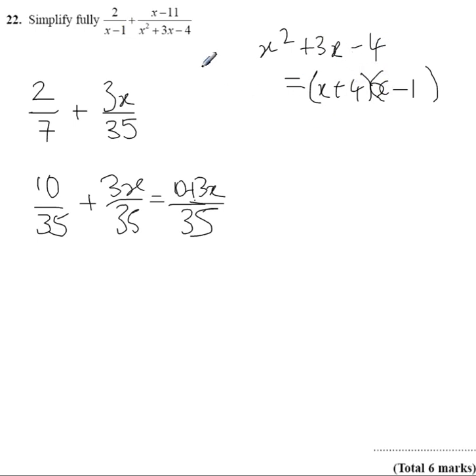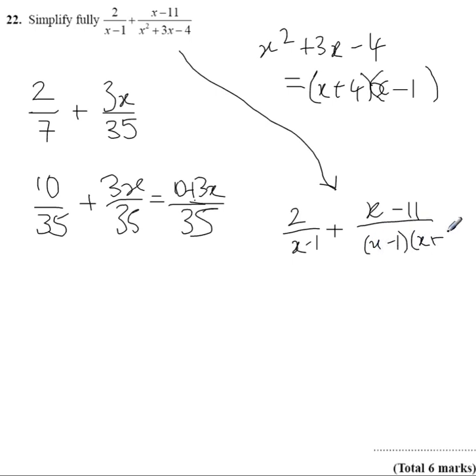Now, let's find some space. If we now rewrite this as 2 over x minus 1 plus x minus 11 over x minus 1 times x plus 4, then the strategy takes shape. So the first thing you need to do in this type of question is factorize the quadratic. You can expect to have to do that in any question of this type when you get an algebraic fraction question near the end of the paper. So now we can see, in the same way as with 7 and 35, to multiply this denominator to get this one, we need to multiply it by x plus 4. So to keep the fraction constant, we multiply top and bottom by x plus 4.